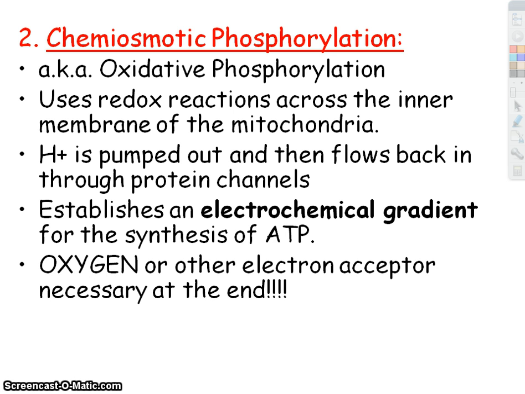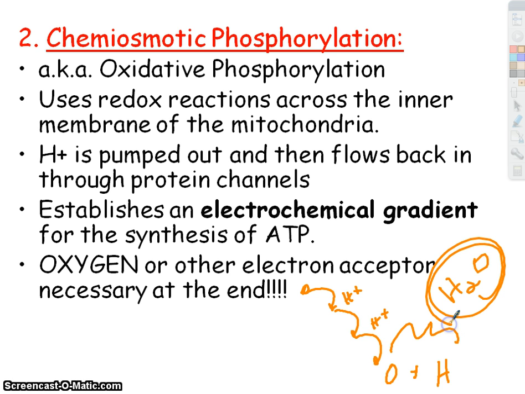This requires oxygen though. At the very, very end, oxygen is going to pick up those hydrogens. So you've got all these electrons flowing down a chain and hydrogens flowing in and out of the membrane. And at the very, very end, oxygen is going to pick up the hydrogens. And what do we get if we mix hydrogen and oxygen? Water. We are going to get water, which is non-toxic. So the final product in this type of phosphorylation is going to be water. And it's going to make a lot more sense later. This is just an introduction.